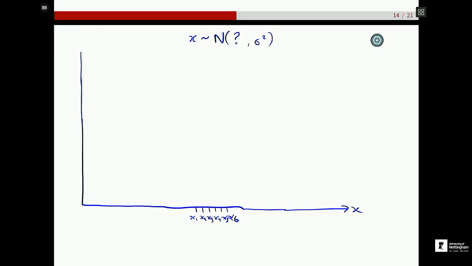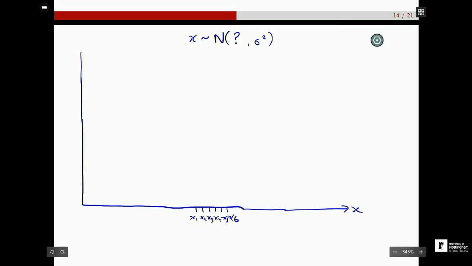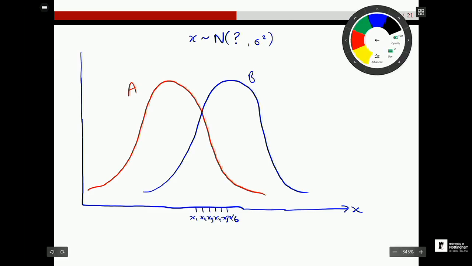Now, on one level, any normal distribution could have given those values. Normal distributions have support over the full range. So if I draw 3 different normal distributions, A, B, we need another colour now. Let's go for green. C.